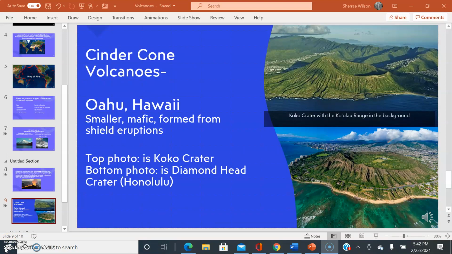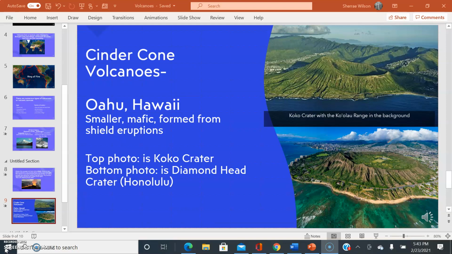Cinder cone volcanoes are flanked along larger volcanoes. Cinder cones are common and occur along the flanks of shield volcanoes. They are smaller in size and can be steep. Most are mafic and are formed from the gas-rich early stages of a shield or rift eruption.